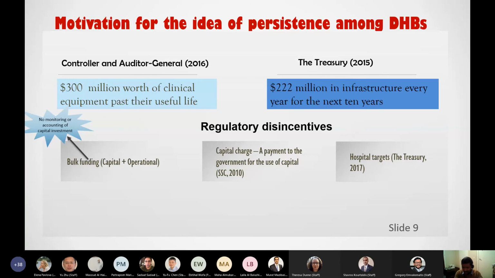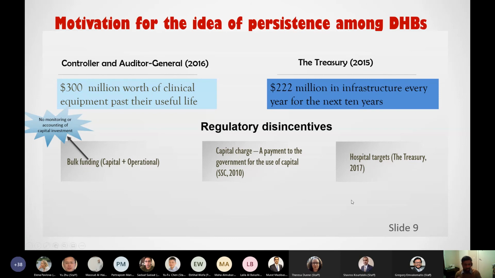Now, why I'm putting that in there is because there are studies done, especially by the Treasury, that said that this hospital target we're talking about is forcing DHBs to look into short-term gains. So once again, they're taking the money out of what should be going to investment towards meeting the short term.